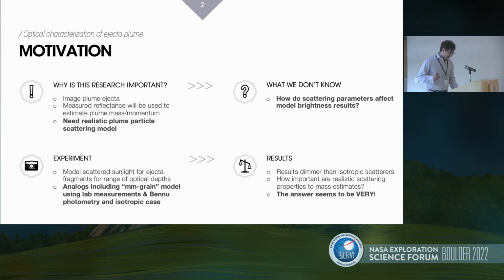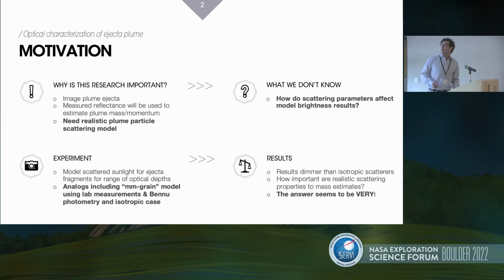So the results are basically from simulation. The results from the simulations indicate plumes are often dimmer than the simpler but less realistic isotropic scatterers. So this allows us to answer the question of how important are realistic scattering properties to mass estimates. The answer seems to be very, as wrong values will lead to errors in inferred ejecta mass and momentum. So let's explore that in a little bit more detail.